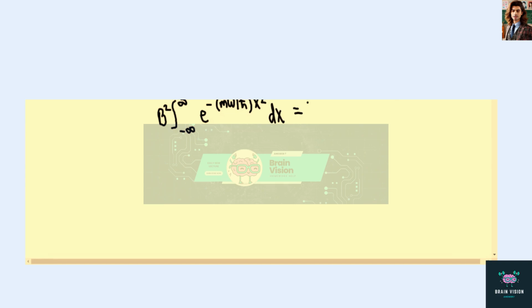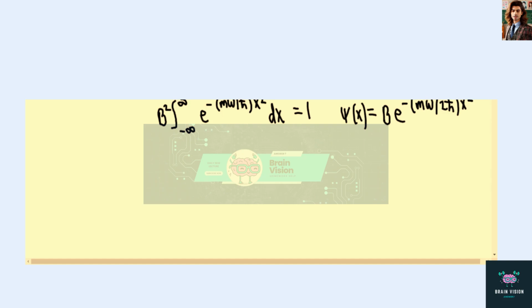And this integral will equal 1. So here we have the wave function psi of x equals b e to the minus m omega over 2 h bar x squared. And we have squared this wave function in this integral.